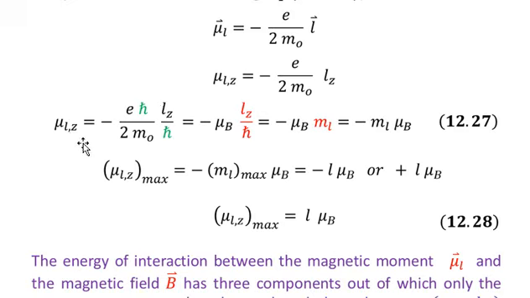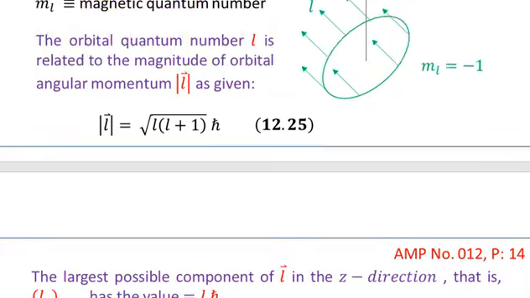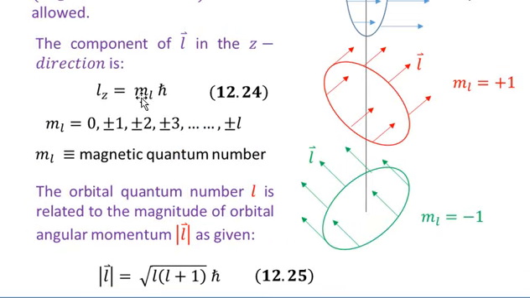So you can write that mu Lz is equal to, you can multiply with h bar and divide with h bar, so that you can introduce the Bohr magneton, which is equal to e h bar over 2 m naught. You can replace this quantity by mu b, and the rest of the quantity is Lz over h bar. This Lz over h bar is nothing but ml, the orbital magnetic quantum number, that you can take from the previous equation. That is, from this equation, ml is equal to Lz over h bar.